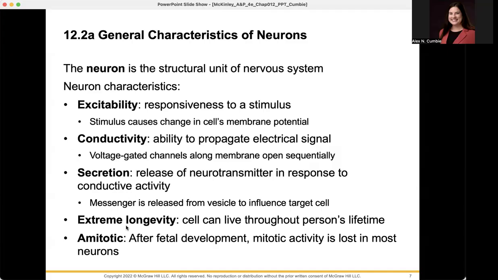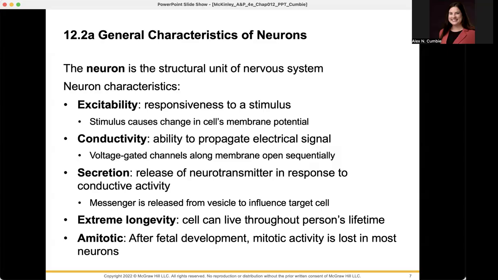Neurons, interestingly enough, have extreme longevity. And that kind of goes along with this last characteristic of being amitotic. Once you have a mature neuron, your nerve cells live throughout your lifetime. And if they are damaged in any way to where that neuron dies, they're not able to replace themselves.